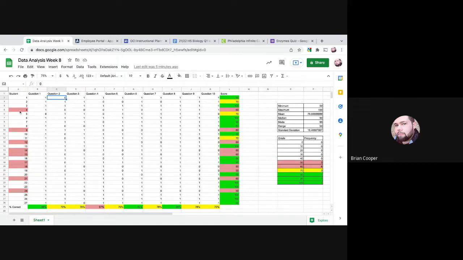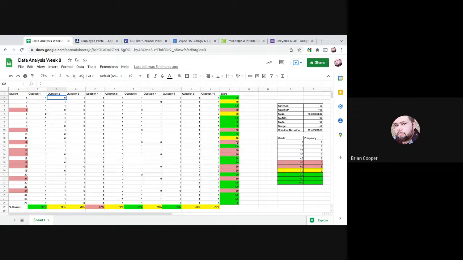I also highlighted in red students that received a 50 or a 60, and there are 8, 9, 10 students that are in the red. For those students in particular, I feel that I would have to do a reteach on these topics.